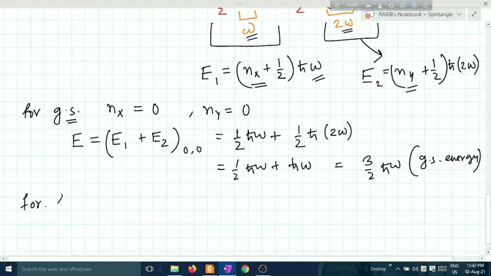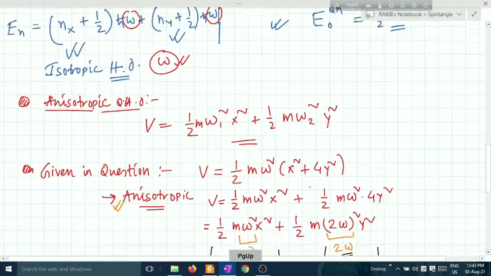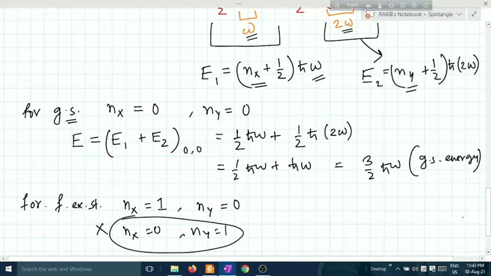For the first excited state, here you can put nx equals 1, ny equals 0. Why have I not taken nx equals 0 and ny equals 1? This is why, because you can see from the energy expression. What was the energy expression? E equals E1 plus E2, the total energy, like this.